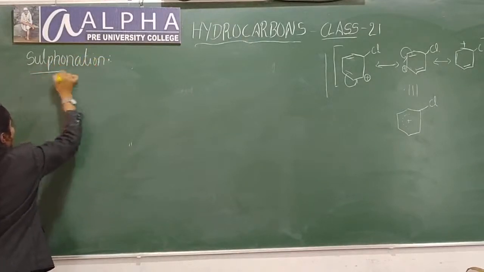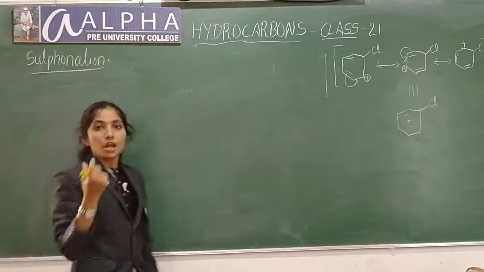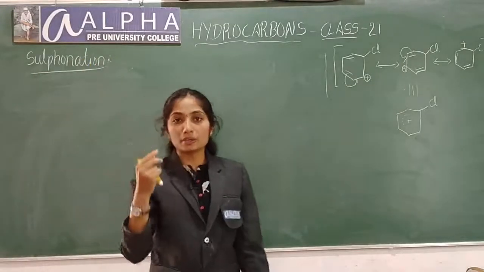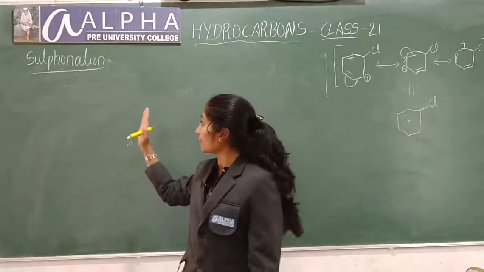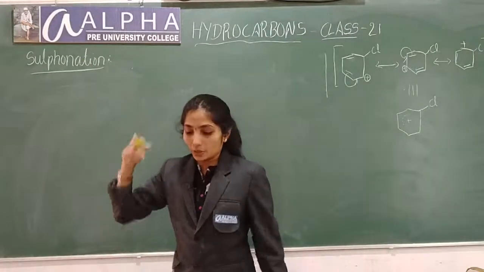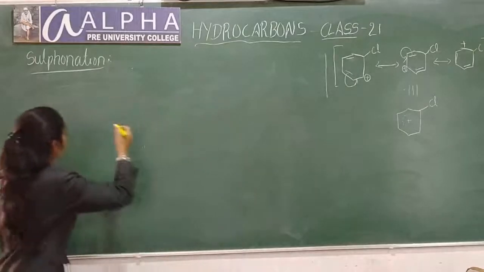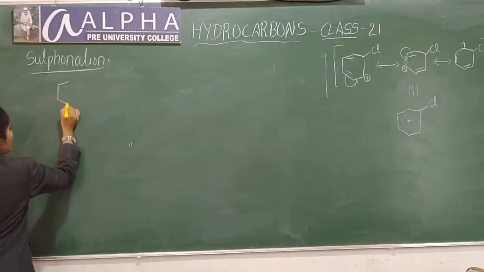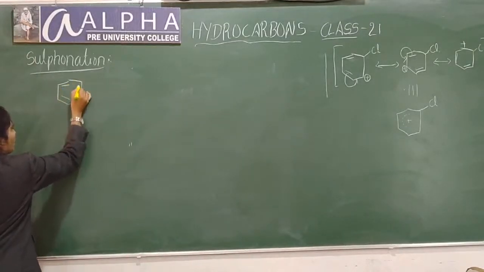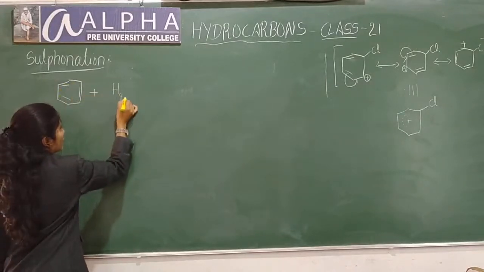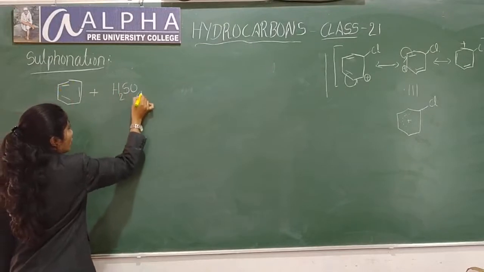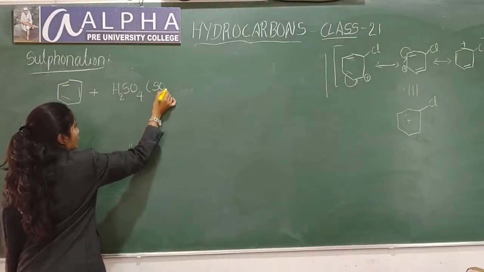Sulfonation. So what will happen in a sulfonation reaction? We will replace one hydrogen by a sulfonyl group. Sulfonyl group will replace one hydrogen in this. Okay, so here we treat benzene. In sulfonation reaction we are going to treat benzene with fuming sulfuric acid. The formula for fuming sulfuric acid is H2SO4 into SO3.